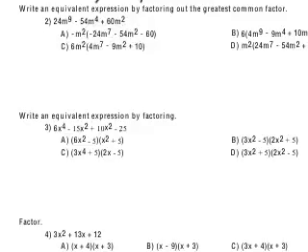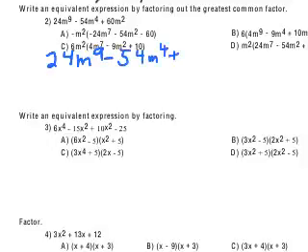Problem 2. Write an equivalent expression by factoring out the greatest common factor. Okay, so our problem is 24m to the 9th minus 54m to the 4th plus 60m squared. So we're going to look at this and say, well, what is the most we can take out of it? And it looks like 6. It doesn't hurt to look at the answers and see what they took out of it. It looks like the most they took out was 6m squared. So can we do that?